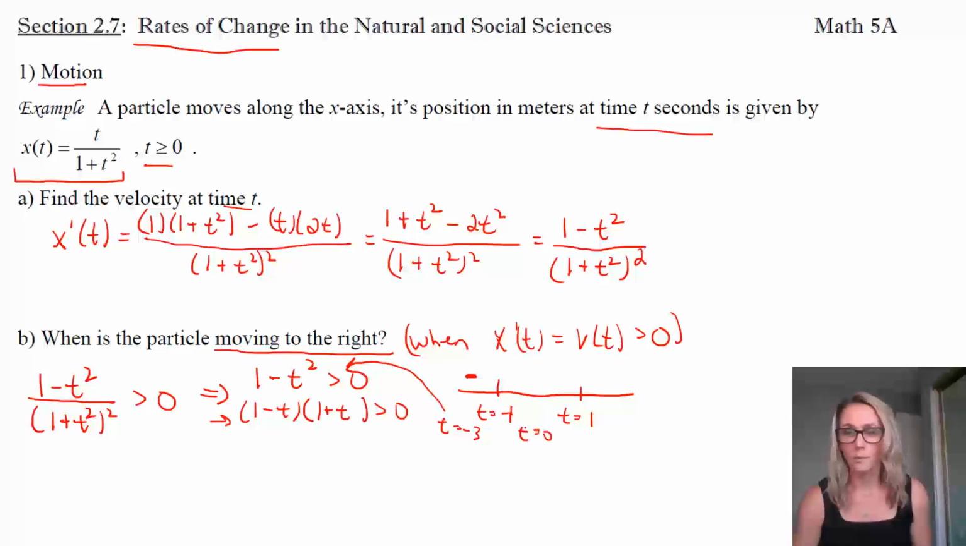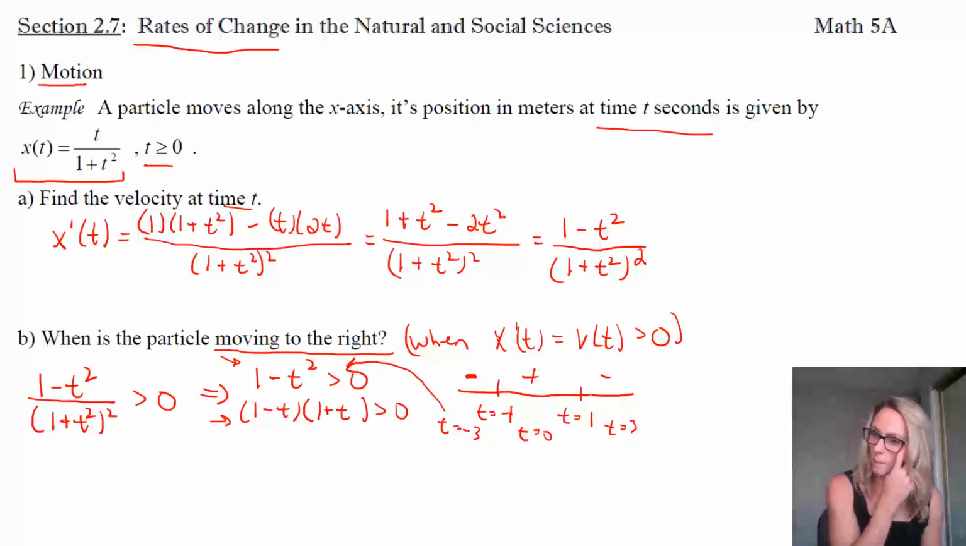Now if I put in t equals 0, because that's between -1 and 1, I get 1 minus 0 squared, which is still just 1. That's a positive number, meaning that the derivative is positive between -1 and 1. And then after 1, let's say we put in something like t equals 3. It's going to be the same as the other side. We would get 1 minus 9, which is a negative value. So we have a negative.